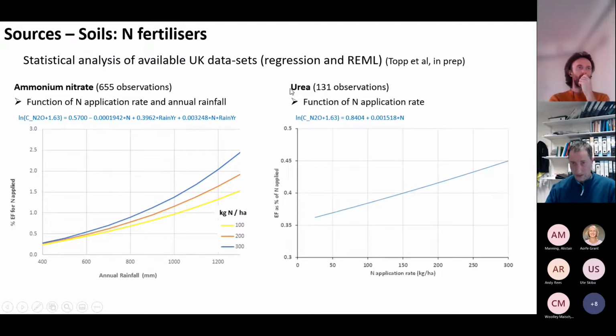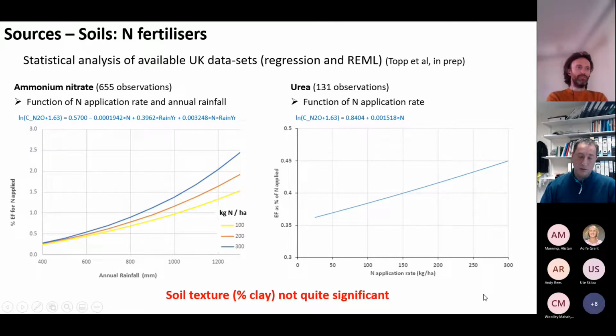If we look at urea fertilizer, which was the other fertilizer type for which we had a lot of observations, but not as many as for ammonium nitrate, this was found just to be a function of the nitrogen application rate. So we had a much flatter curve, in fact, in terms of the relationship with application rate. But we can see here the emission factor varying between just over 0.35 going up to 0.45 across different application rates. Soil texture, which we expected to be important as well, didn't come out quite as significant in the analysis.